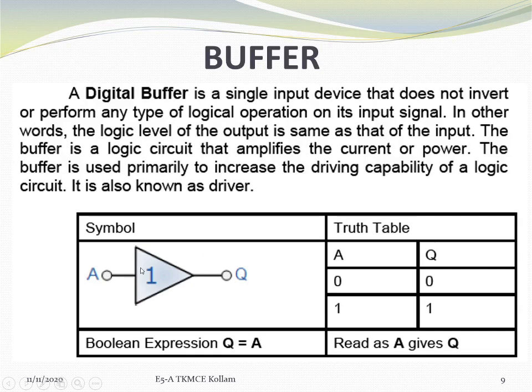This is the symbolic representation of a buffer, and this is the truth table. A is input and Q is output. If input is 0, output is 0. If input is 1, output is 1. We can read this operation as A gives Q, 0 gives 0, 1 gives 1, like this.